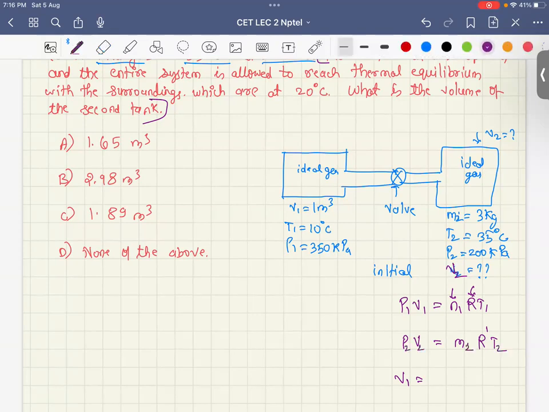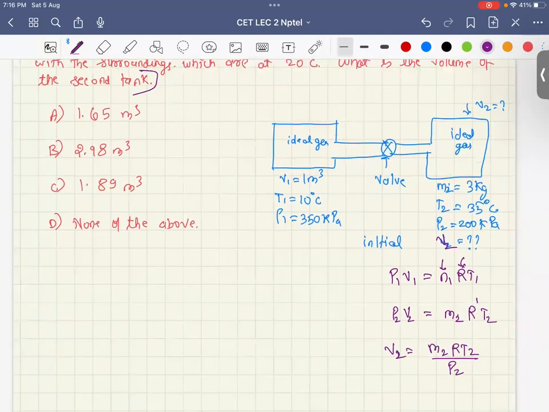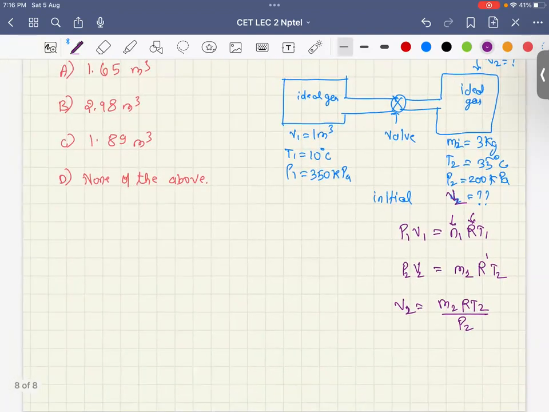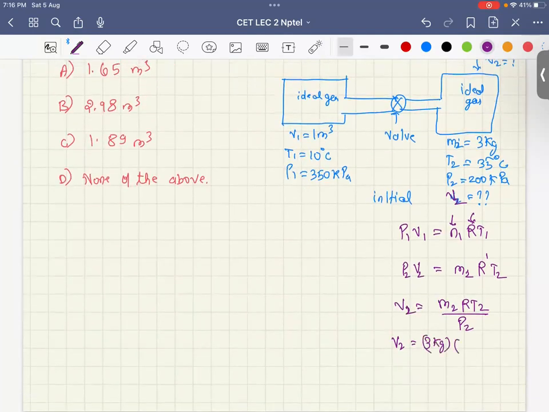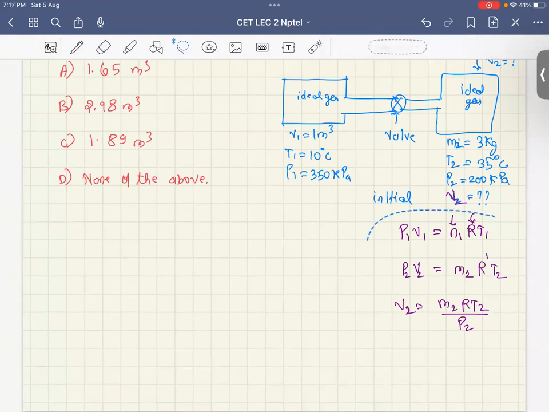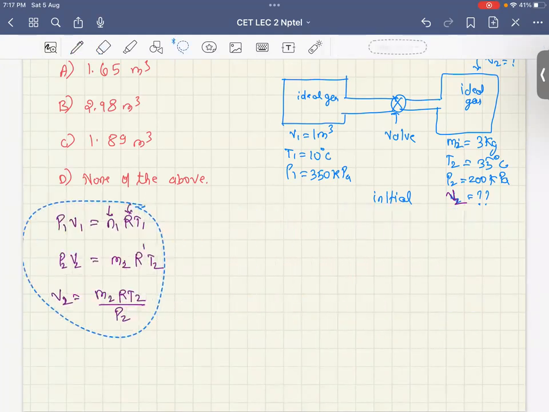V2 is M2 RT2 by P2, right? What does this mean? V2 is going to be M2, which is 3 kg, multiplied by the R value. Let me write it down here. All of this in here.